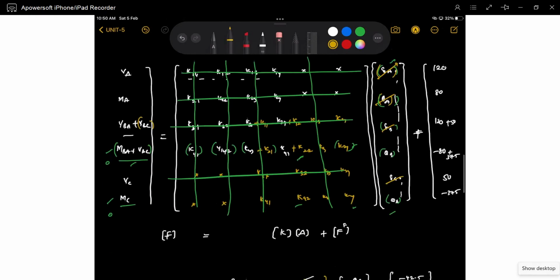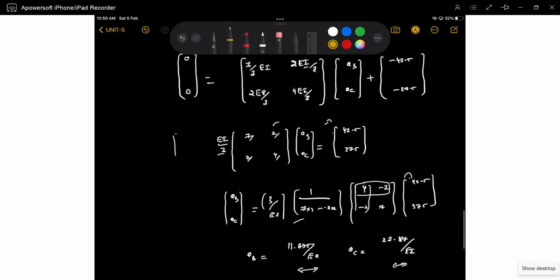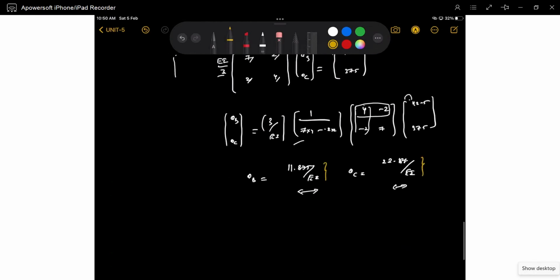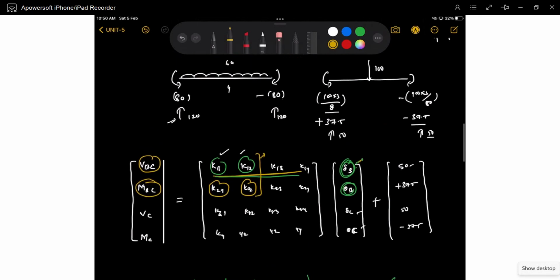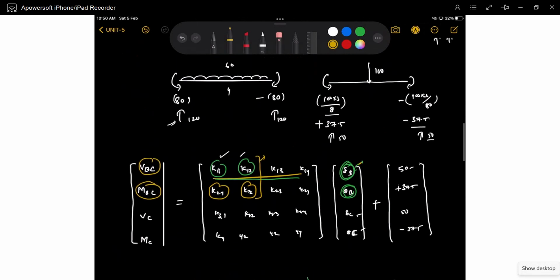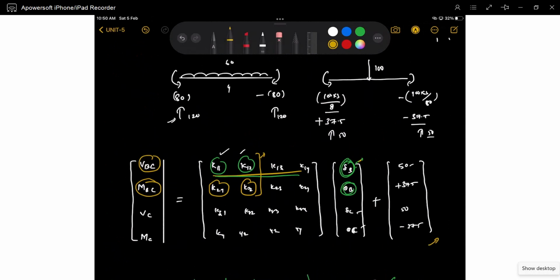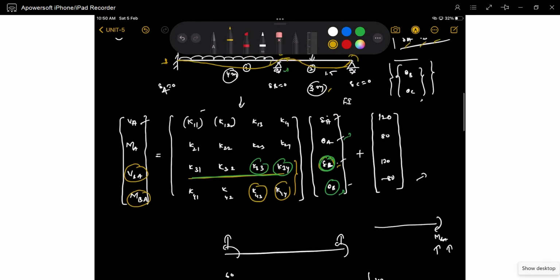Once you know these two values, you can place them in any matrix, combined matrix, or the individual matrix, same thing. If you know theta C, see where it is, this VB. If you know theta B and delta B is 0, only theta B is there. Only theta B is there.